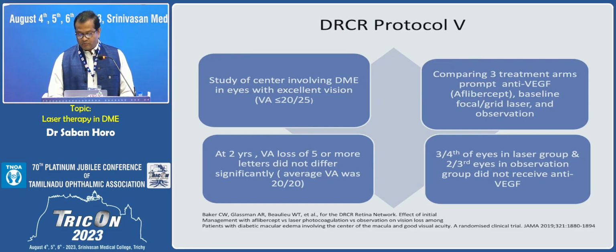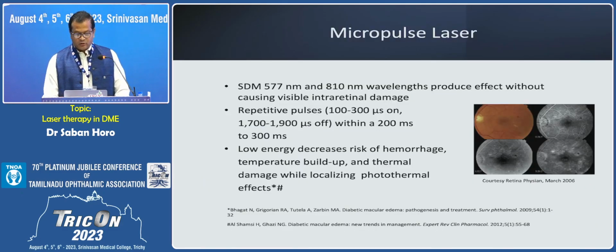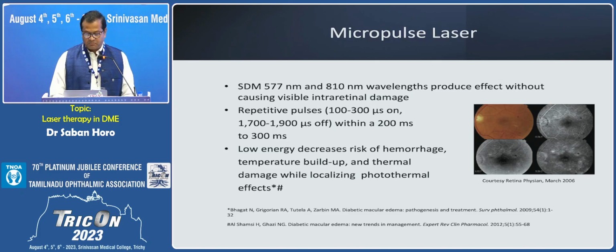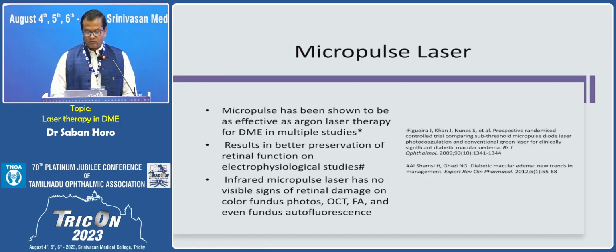3/4 of the eyes in the laser group and 2/3 of the eyes in the observation group did not receive any anti-VEGF. So micropulse laser has been there, but not many people have gone in for it. Recently, there are a lot of publications and studies being done with 577 nanometer and 810 nanometer wavelengths. It produces an effect without causing any visible intraretinal damage. Low energy decreases the risk of hemorrhage, temperature buildup, and thermal damage. Micropulse has been shown to be as effective as argon laser in multiple studies. It results in better preservation of retinal function on electrophysiological studies.